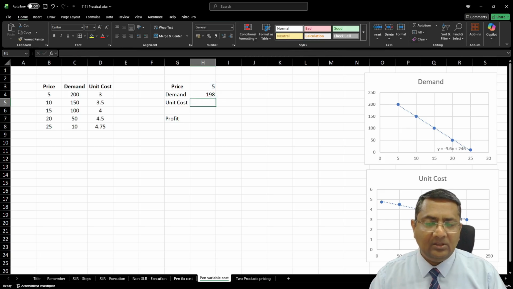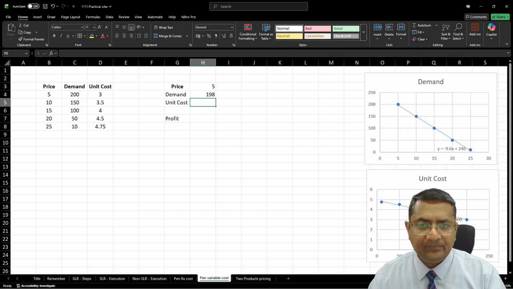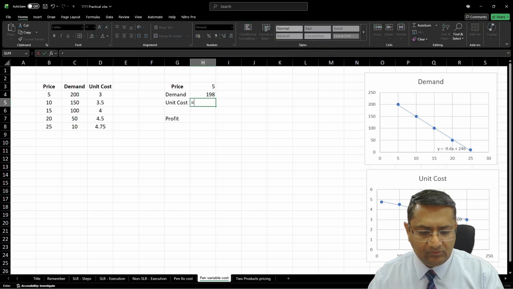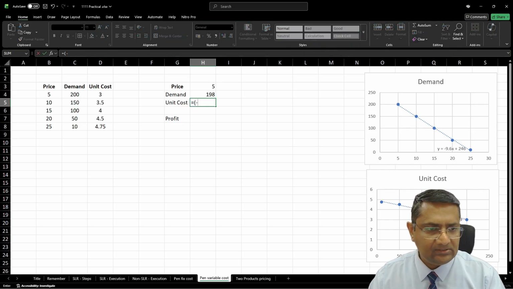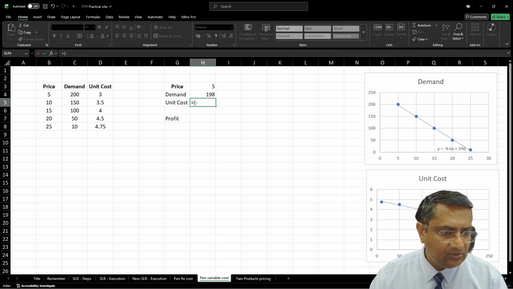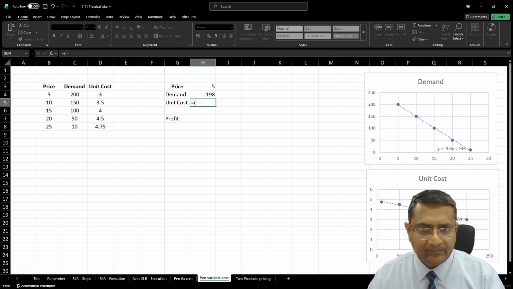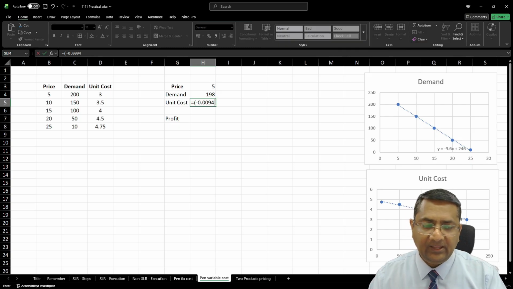Okay. Now what is unit cost? The equation for the unit cost is what? This one. This is the unit cost equation. Let's calculate the unit cost. Equals to, then put all the values in the unit cost. What is this? Minus 0.0094x. Now here x is what? Here x is our demand.